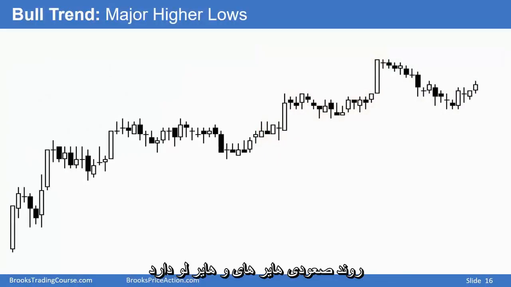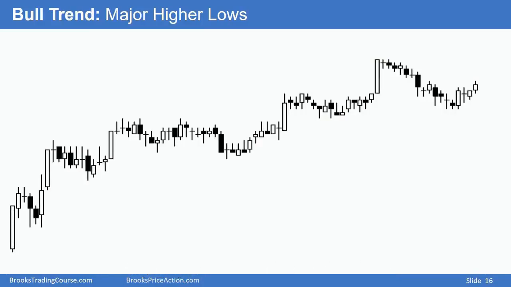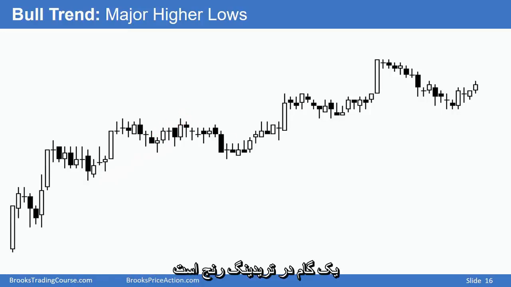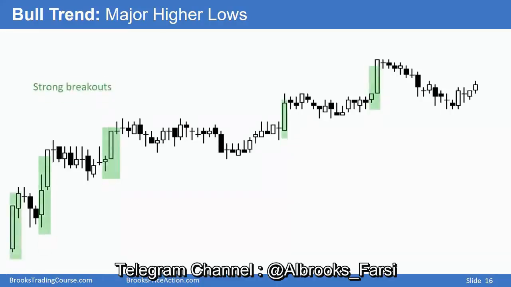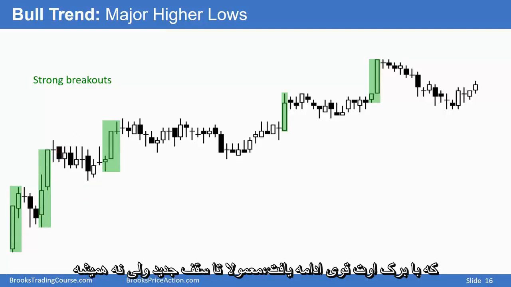Bull trend has higher highs and lows. Well, I distinguish higher highs and lows into major and minor. A major higher low is a higher low that has a strong breakout, usually to a new high. So that's a major higher low. And this is a minor higher low. It's a higher low, but the breakout is not all that strong. So more likely it's a leg in a trading range. These are major higher lows. Major higher low, followed by a strong bull breakout, usually to a new high. Not always, but usually to a new high.